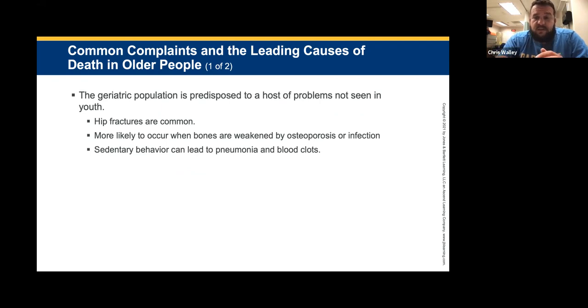Hip fractures are more likely to occur when bones are weakened by osteoporosis or small infection. Sedentary behavior while healing can predispose the patient to pneumonia and blood clots. So they've got to get up and move. With them just stuck in the bed, the blood clots are going to form. That's why you see a lot of the elderly with their socks on when they're in the hospital. Many older patients who experience hip fractures do not return to their pre-injury level of activity without a lot of PT and the will for them to want to get back to being independent.